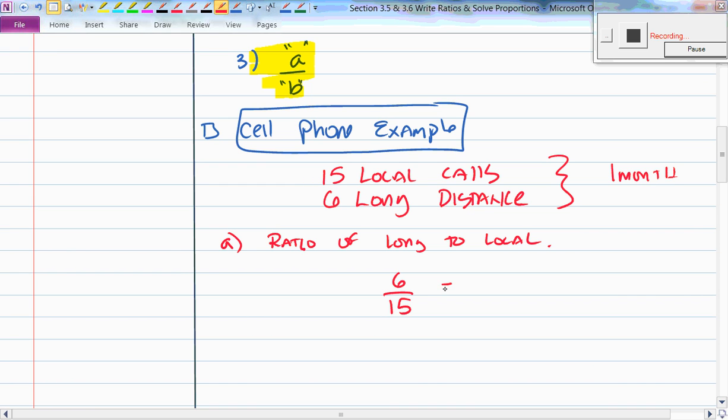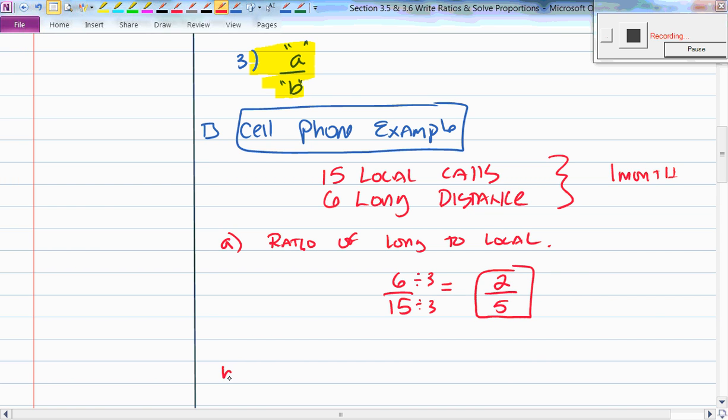Now, can we simplify that ratio? Yeah, why? We always want to keep our ratios in simplest form. So I'm going to divide each one by what number, you guys? By 3. Very good. So that gives me 2 divided by 5. Very good. So the ratio that we want in the end is 2/5.